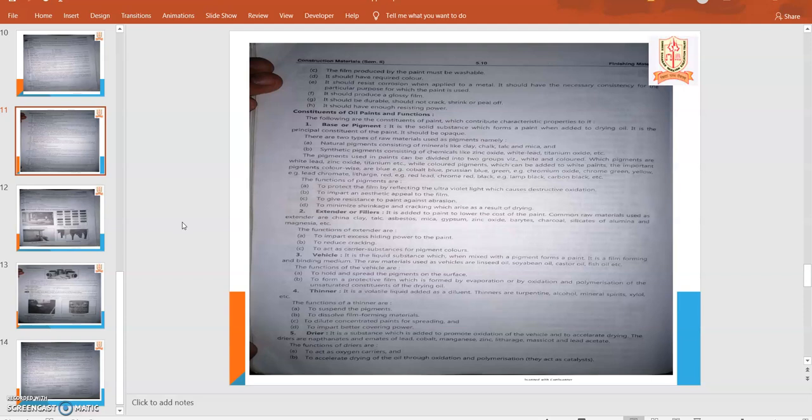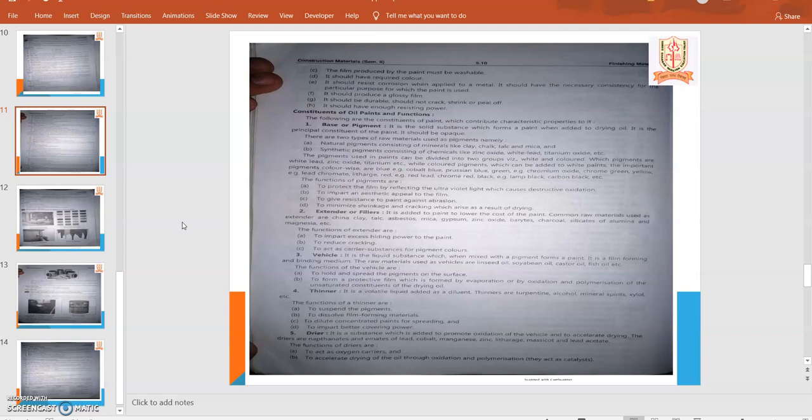Then thickness, or we can say a thinness to the color pigments. The natural pigment consists of minerals like clay, chalk, talc, mica, etc. Then synthetic pigment consists of chemicals like zinc oxide, white lead, titanium oxide, etc.